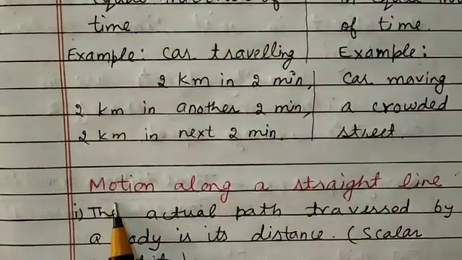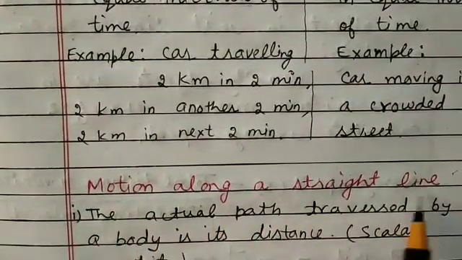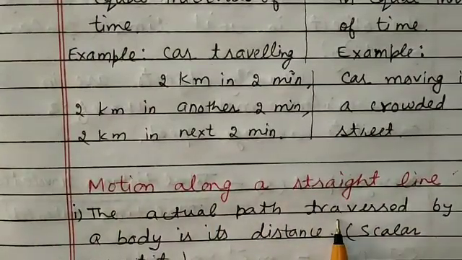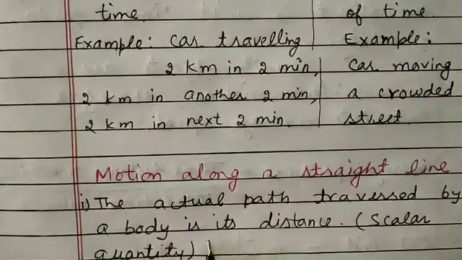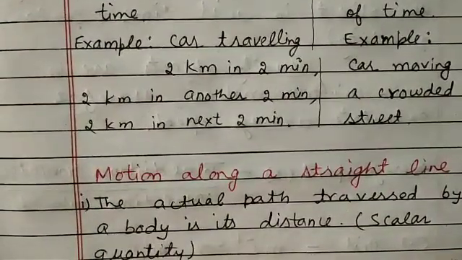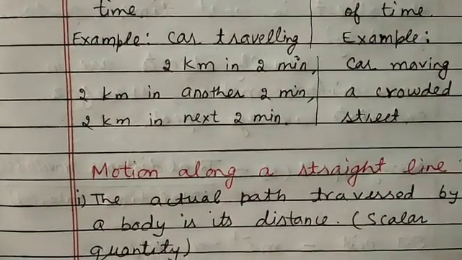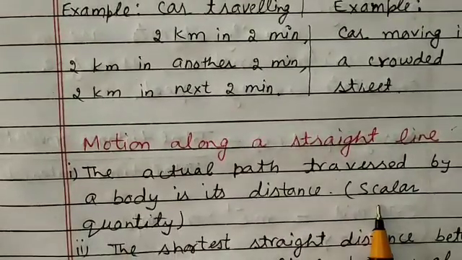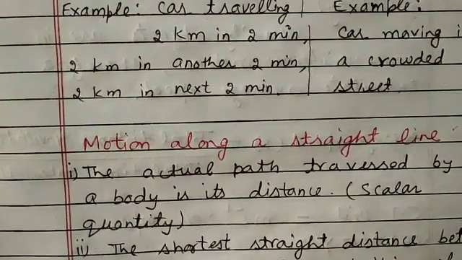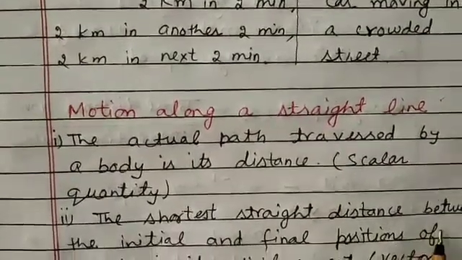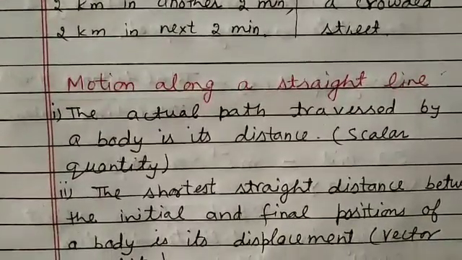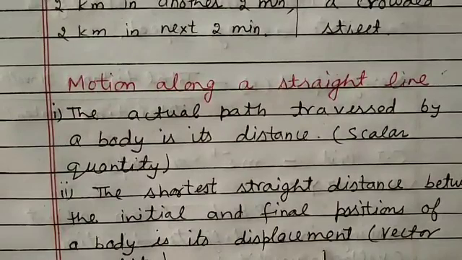Next one is motion along a straight line. The actual path traversed by a body is its distance, and it is a scalar quantity. Scalar quantity means it has magnitude, not direction. The shortest straight distance between the initial and the final position of a body is its displacement.